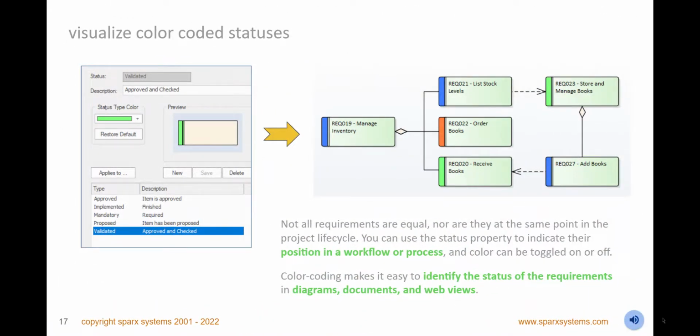Automatically color code requirement statuses to clearly show a requirement's position in your project lifecycle. Immediately identify the status of a requirement on a diagram and easily visualize requirements with the same status, such as those that are validated but not yet implemented. Create user-defined status codes and set their colors based on business or technical processes and workflows.